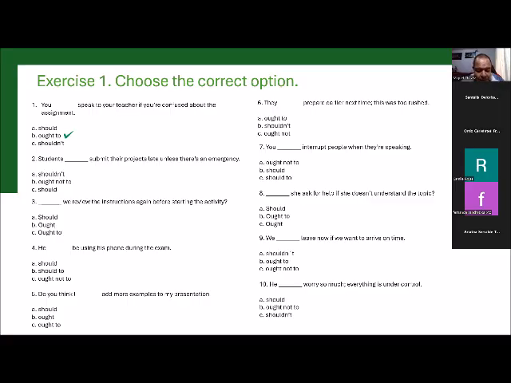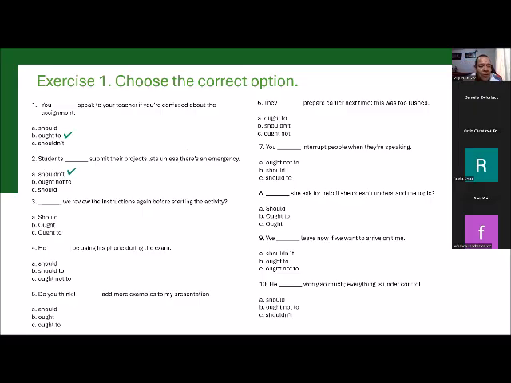Number 2. A volunteer for number 2, please. Remember, choose the correct option to complete the sentence. Please, thank you, Yael. Students shouldn't submit their projects late unless there's an emergency. Letter C, yes. Okay, let's see. Yes, you're right. Shouldn't. Students shouldn't. Thank you so much for your help.